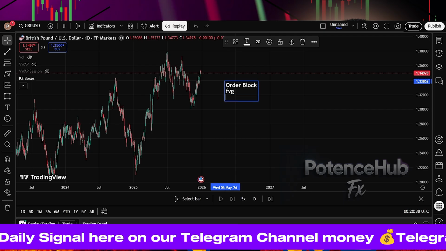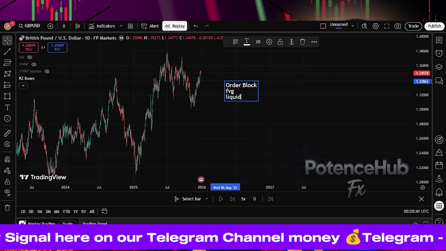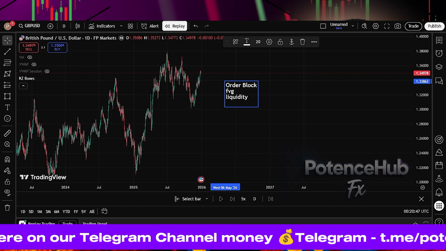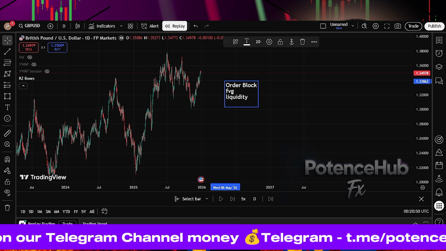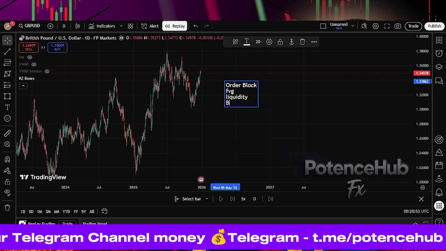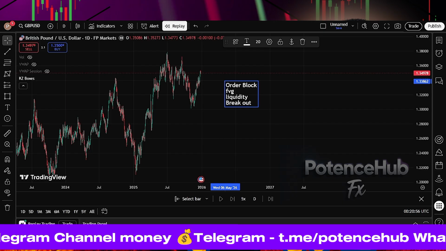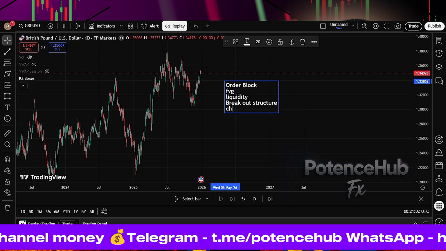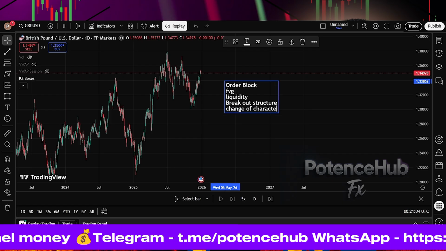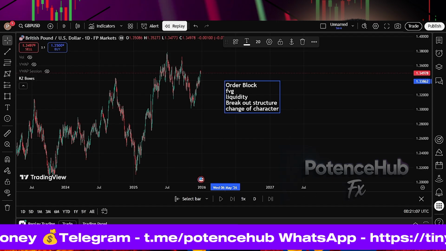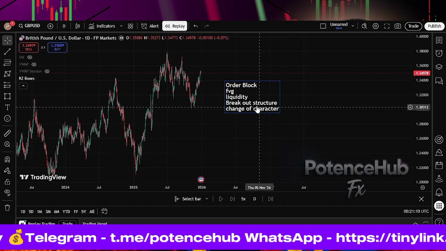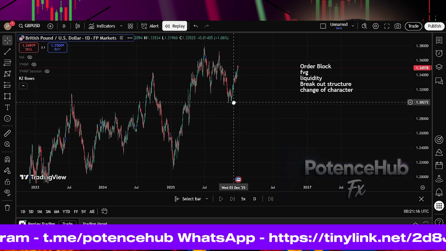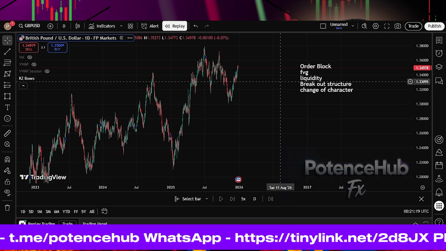We're also going to look at liquidity, breakout structure, and we're also going to look at change of character. Now, these are a couple of things that we're going to be paying close attention to as an indicator for us to have this profitable trade that we're going to be having right here on the GBP USD.